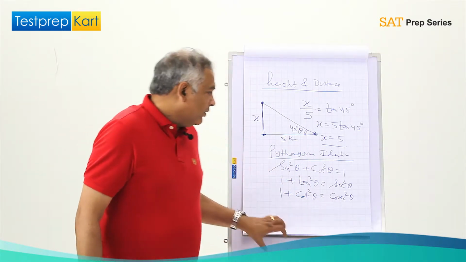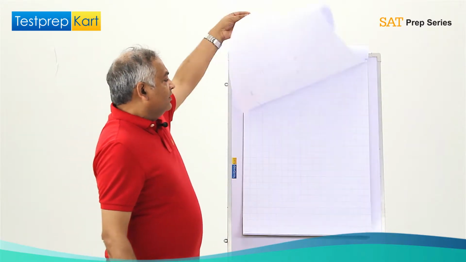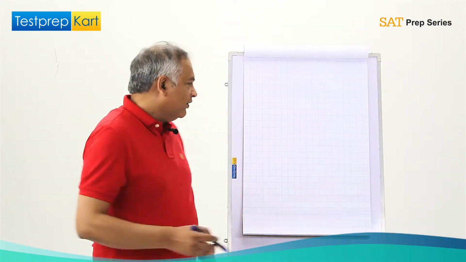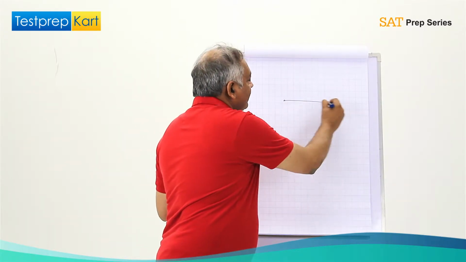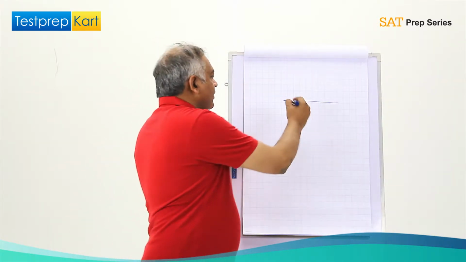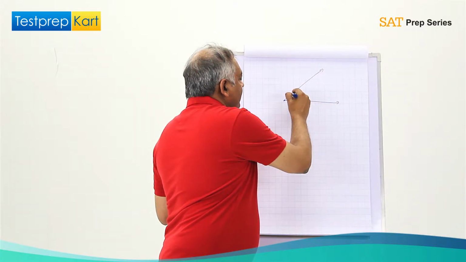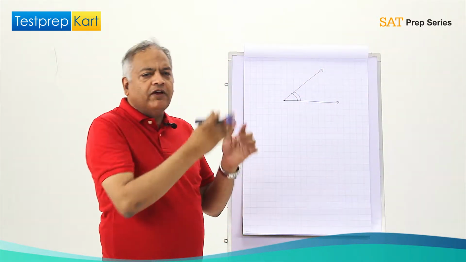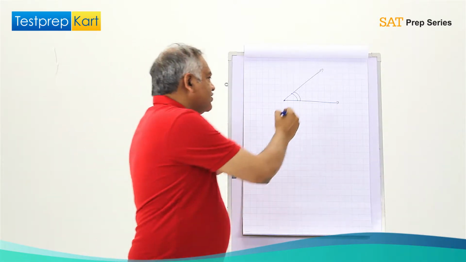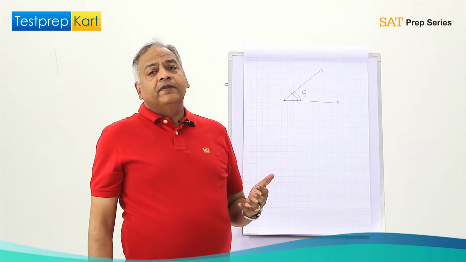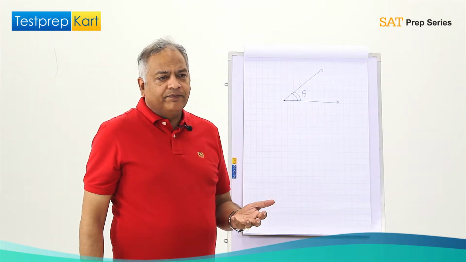Now, as you know, we have various measures of angle. One is degrees, where you have a ray, this is my initial line. Now, if you measure anti-clockwise, then this is known as degrees. Now, that's degrees. Now, radians, what is a radian?